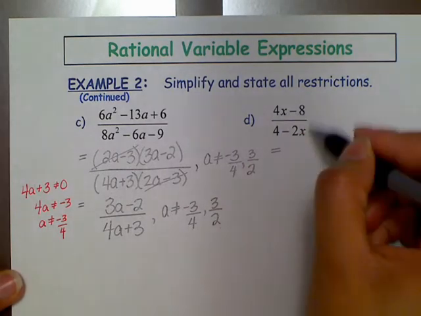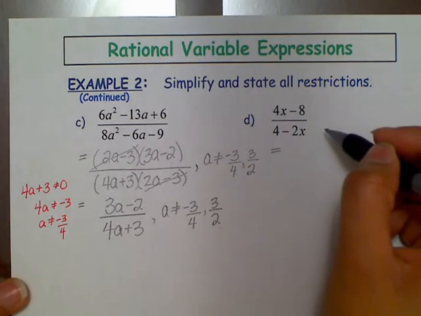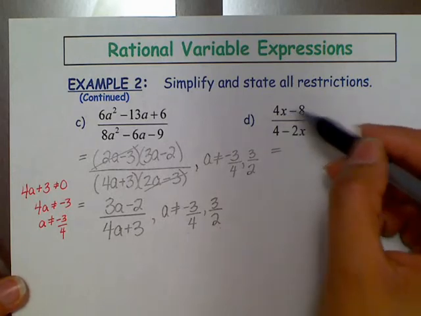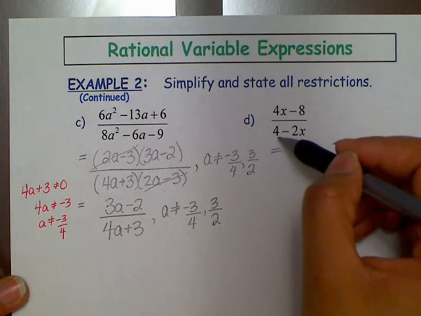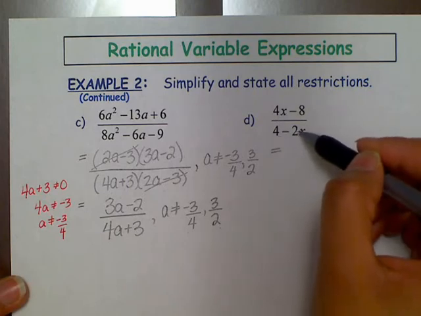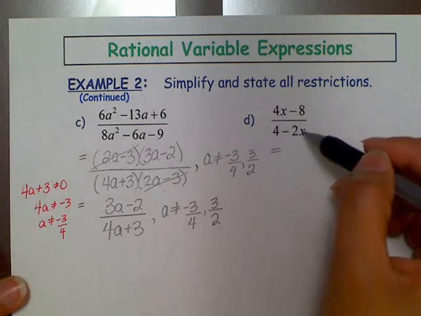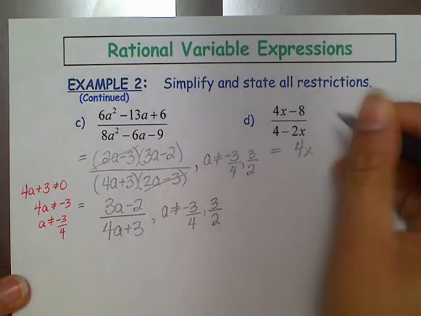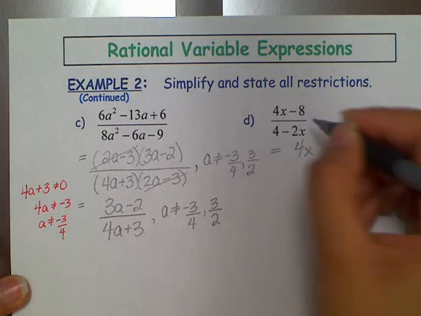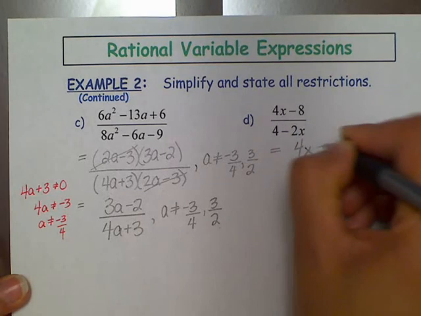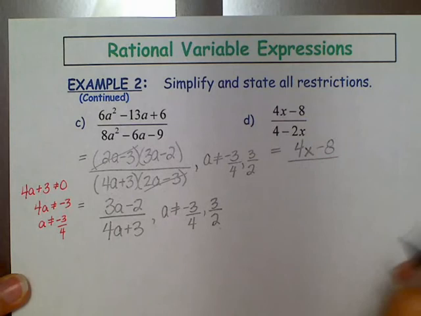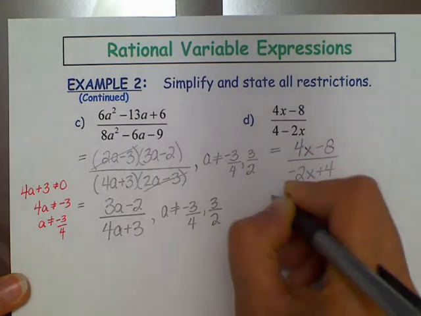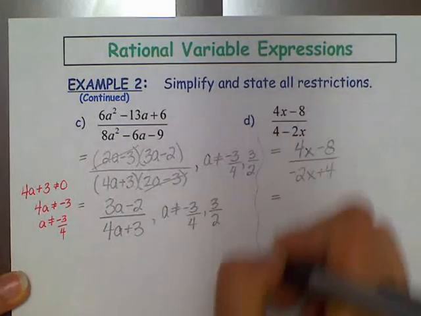Okay, the last example. What you'll notice in this case is that it looks pretty easy, but there's one little trick in here that you need to pay attention to. Notice that in the numerator I have 4x minus 8, but in the denominator I have 4 minus 2x. The order of my terms is sort of backwards in the denominator. So the first thing I'm going to do is switch the order so that it follows the same pattern as the numerator: the x term and then the number term. I'm not doing any factoring here, I'm just rearranging the expression. So I get negative 2x and then positive 4.